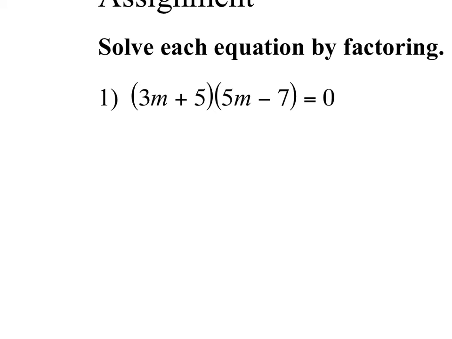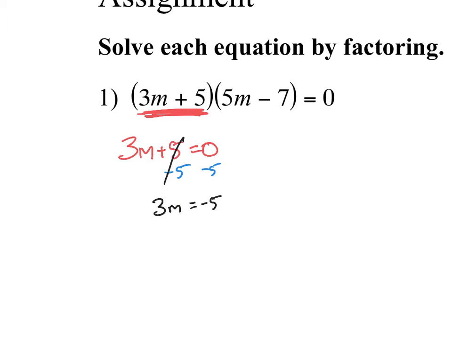So let's take that to the sense of, then if I need to figure out what value of m would create this group to be 0, so 3m plus 5 would need to equal 0. So let's subtract 5 from both sides, and then we're going to get 3m equals negative 5, and then I am going to divide by 3 on both sides, and then I'm going to get m equals negative 5/3. That's one answer.